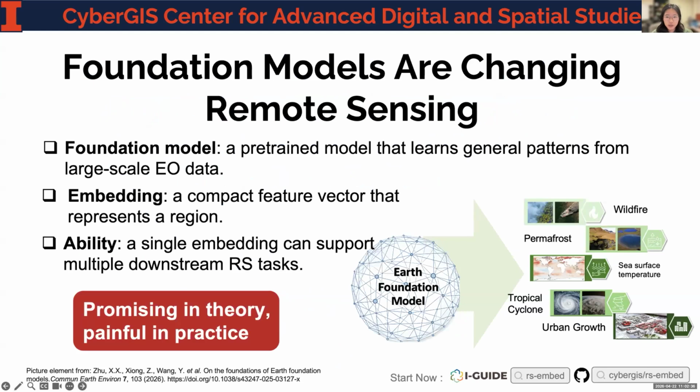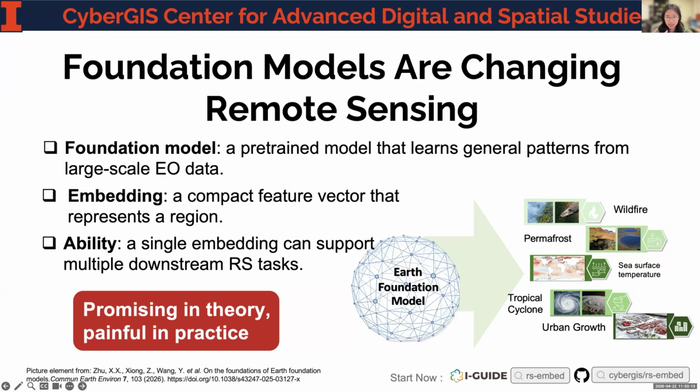As we know, foundation models are clearly changing remote sensing. Unlike traditional models designed for a single task, these foundation models are pre-trained on large-scale Earth observation data and learn more general transferable representations. So in practice, what we often want from them is an embedding, which is a compact numerical representation of the region. The same embedding can support many downstream tasks, from environmental monitoring to agriculture to urban analysis.